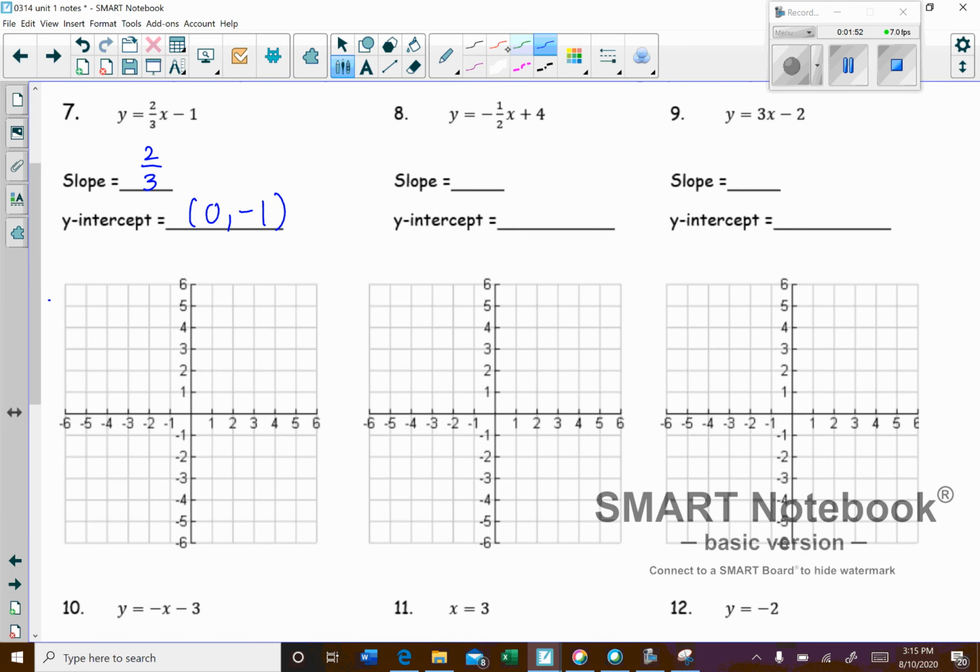We'll begin by graphing that first point, (0, -1), and then my slope is 2/3, so we're going to do rise over run. Basically it's change in y over change in x. I said that backwards earlier. The change in y is an increase of 2, and then x increases by 3. You can continue this pattern out if you want to, just to find an additional point. So, up 2, over 3. And there we go.